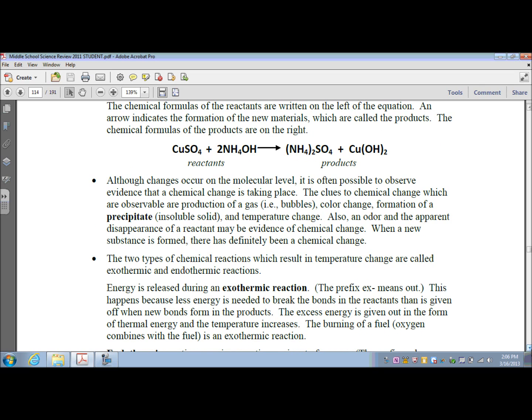Although changes occur on the molecular level, it is often possible to observe evidence that a chemical change is taking place. The clues to chemical change which are observable are production of a gas, such as bubbles, color change, formation of a precipitate, which is a solid, and temperature change. Also, an odor and the apparent disappearance of a reactant may be evidence of chemical change. When a new substance is formed, there has definitely been a chemical change.